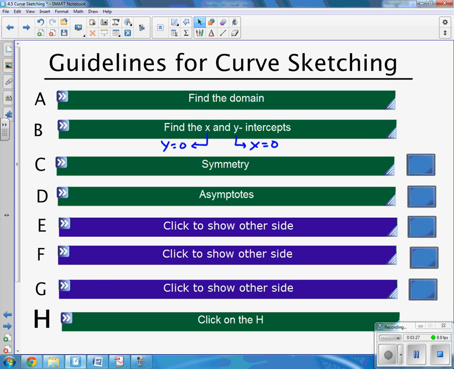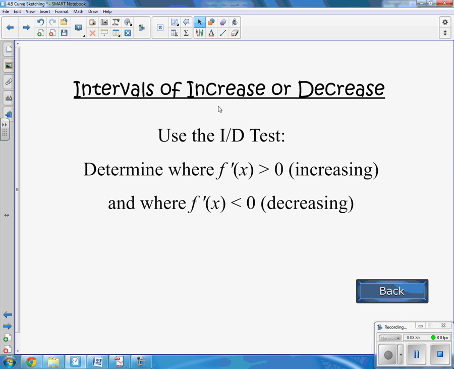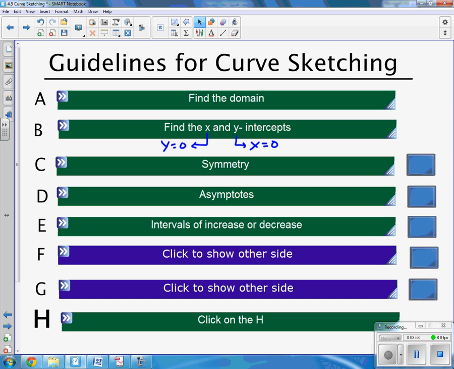Okay, part E we're at. For this part, we're going to take a look at the intervals of increase or decrease. So this is what we've been doing, talking about the first derivative. We're using the increasing-decreasing test. If f prime of x is greater than 0, we know that it's increasing on that interval. And if it's less than 0, then that's where it's decreasing. So we're going to determine what those intervals are.